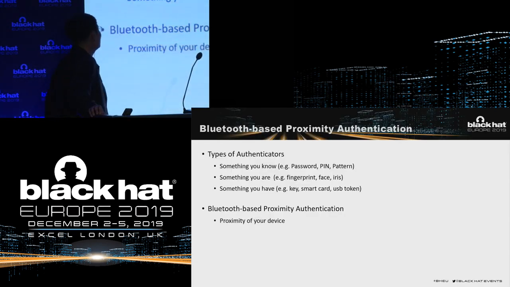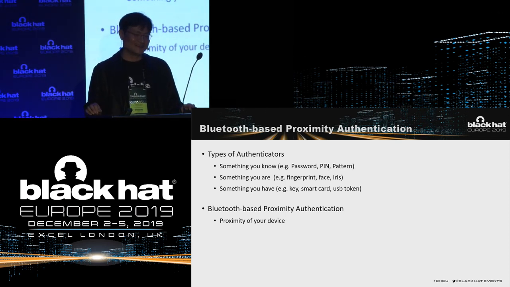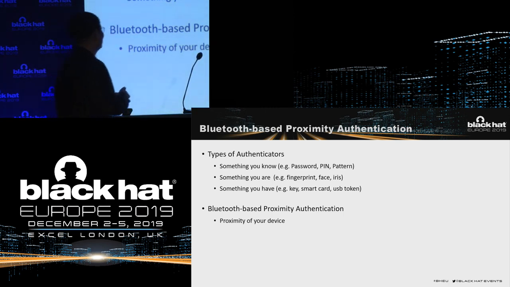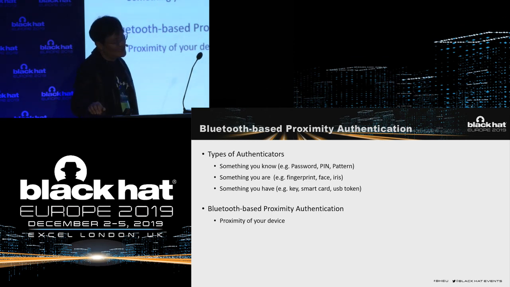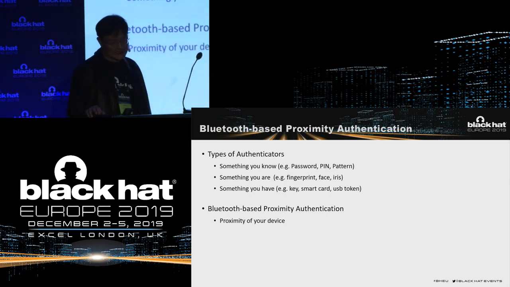All right. Firstly, I'll introduce the very basics about Bluetooth-based proximity authentication. As you know, there are several kinds of authenticators: something you know, such as password, PIN, patterns; something you are, fingerprint, face, iris; and something you have, key, smart card, and token. I think Bluetooth-based proximity authentication can be a new kind of authenticator, and it can authenticate a device or user using the proximity of your trusted devices.